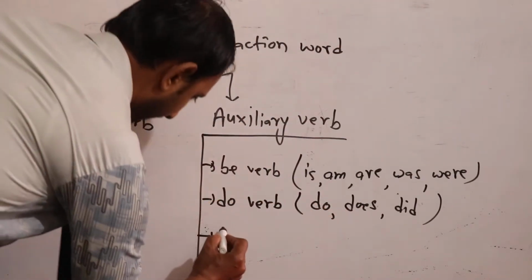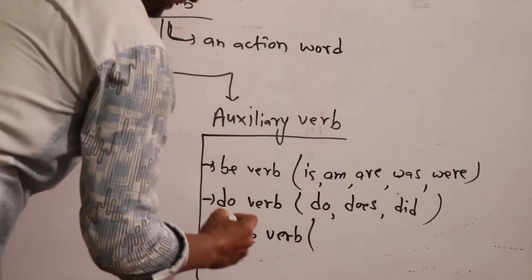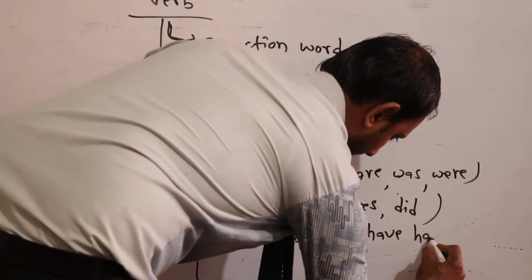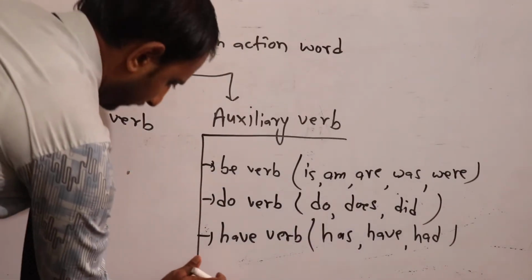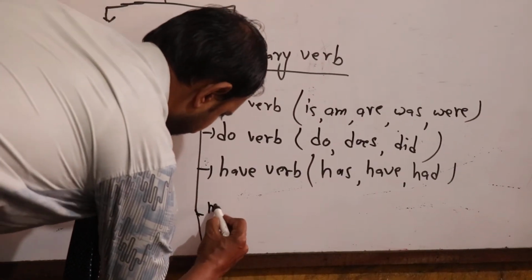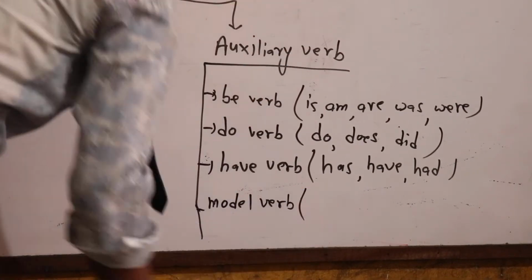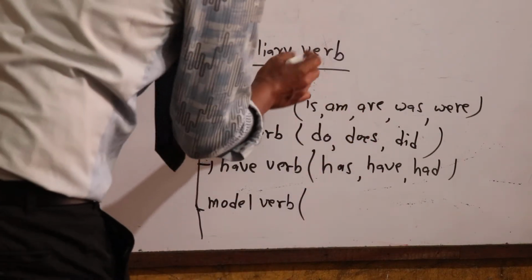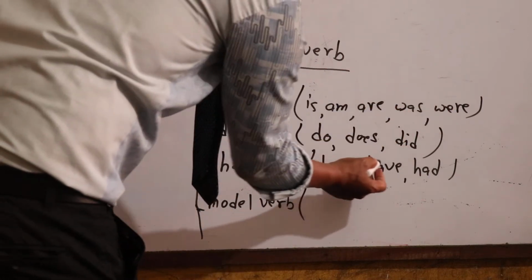Again we have have verb. Here come has, have, and had. Three terms. And then the last one is modal verb. So how many auxiliary verbs are there in total? 24.